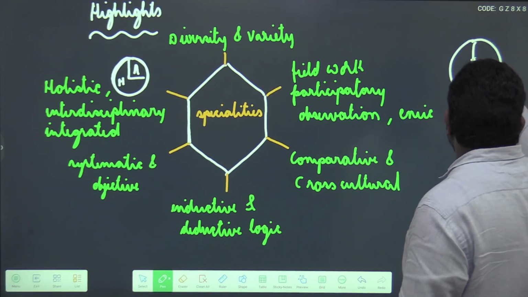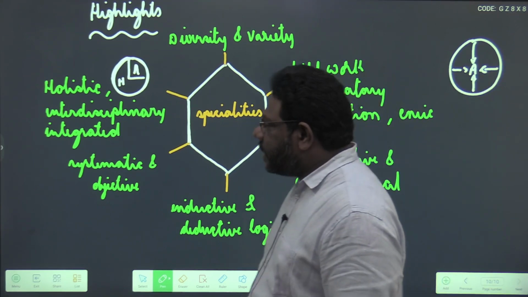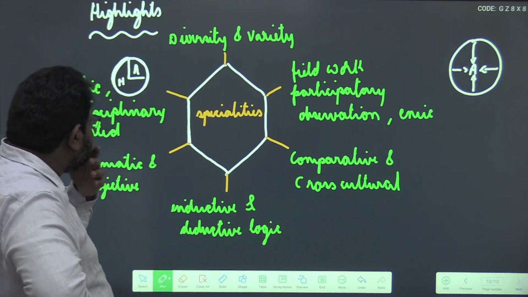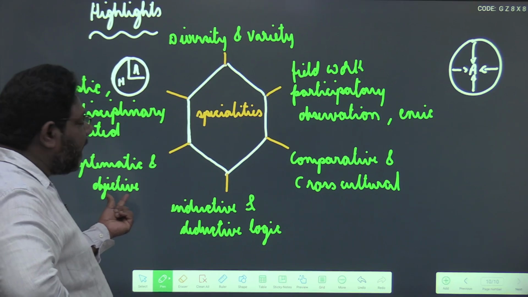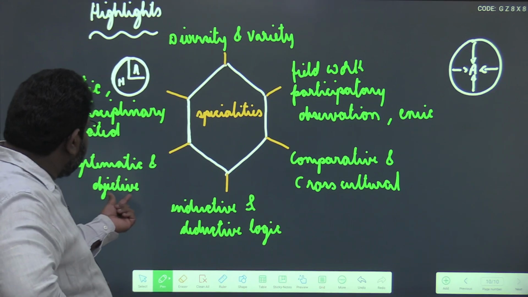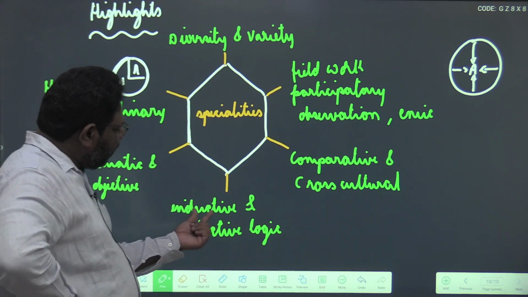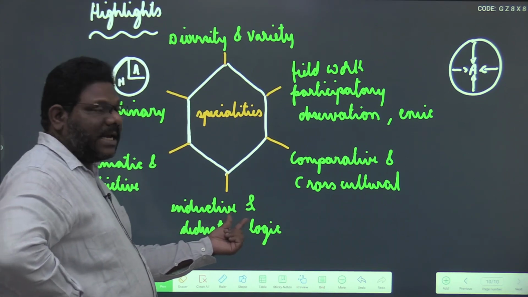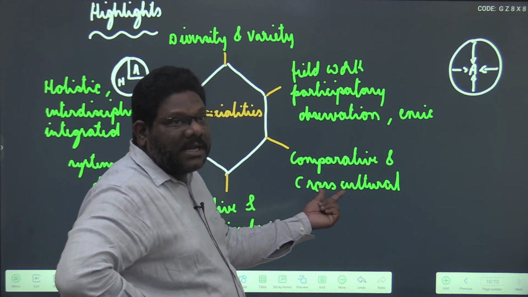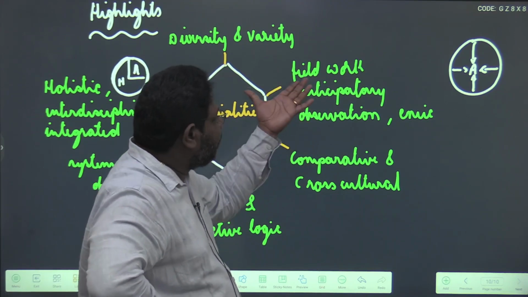So integrating all other disciplines into the field of anthropology. Systematic, which is methodical, not random, as per a fixed plan. Objective is unaffected by one's own feelings or one's own culture or emotions. It's being neutral, broad-minded, or having an unbiased mindset. Inductive logic, I think you will know, is particular to general, and deductive is from general to particular. Comparative method and cross-cultural, I think you will definitely understand these ones. Diversity, variety, fieldwork, participatory observation. So you are going to write one line on each of them.